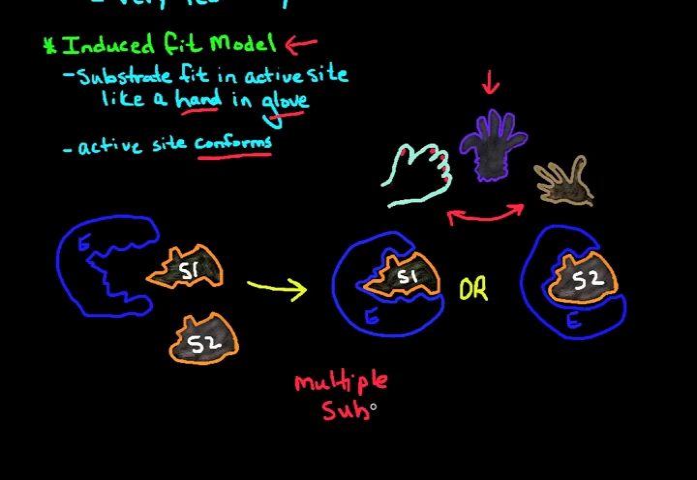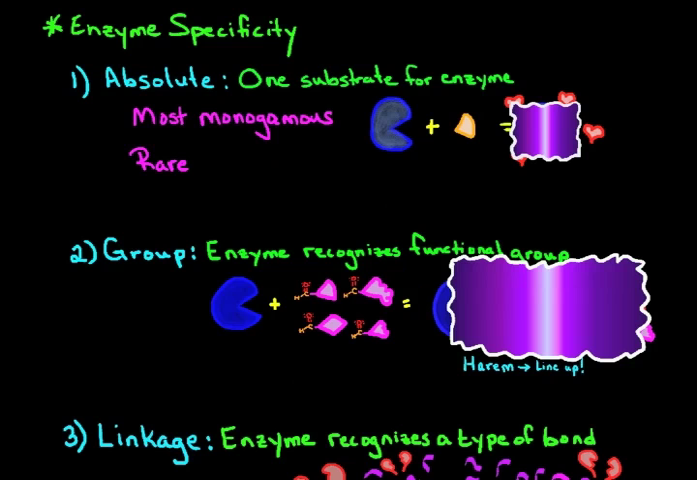Okay, and you can see that the further away from the lock and key model the enzyme is, the further toward that induced fit side, the more flexibility it would have and the more substrates it would be able to bind. Okay? Alright, so I'm going to switch to my second screen here. Okay, so now we're going to talk about enzyme specificity.